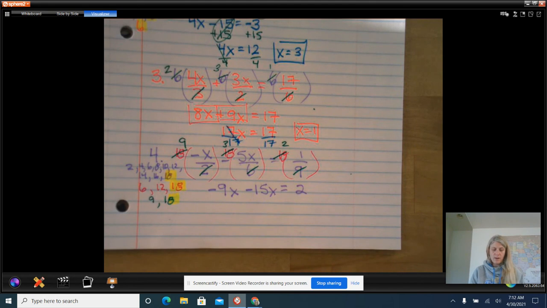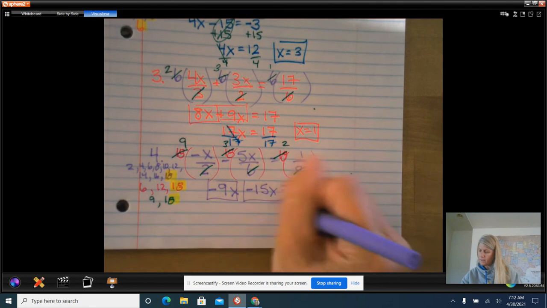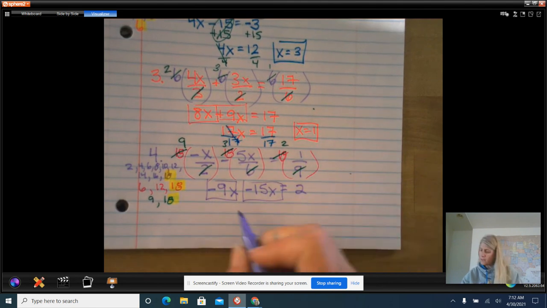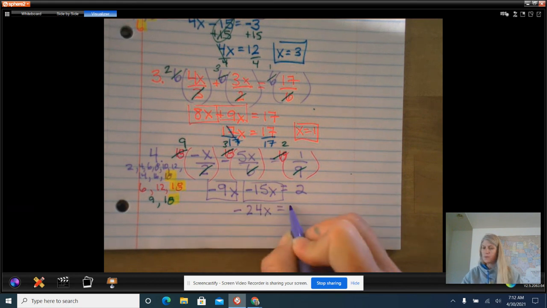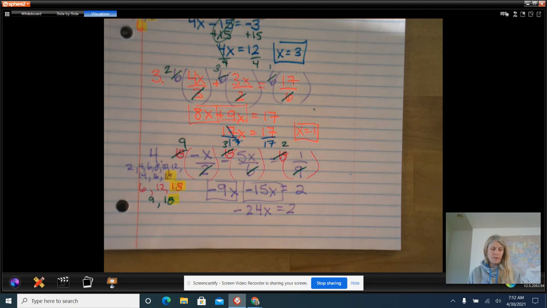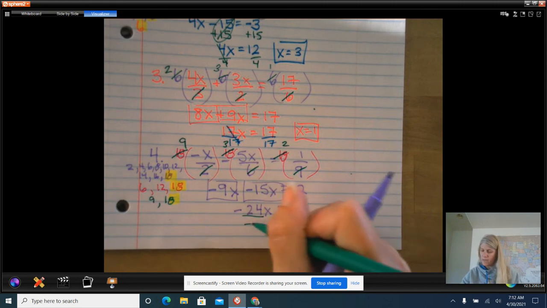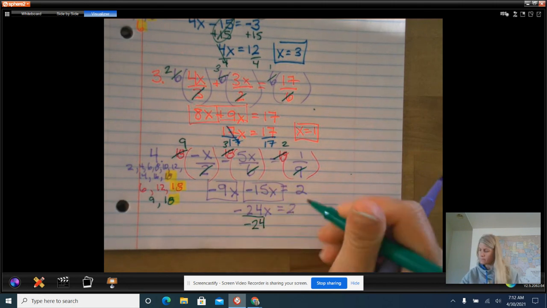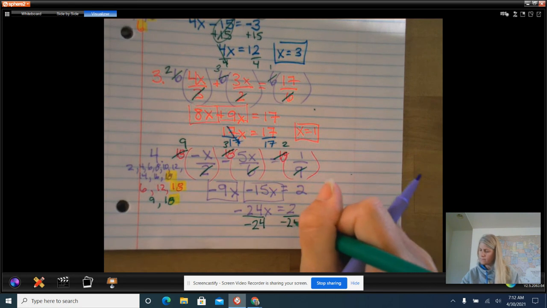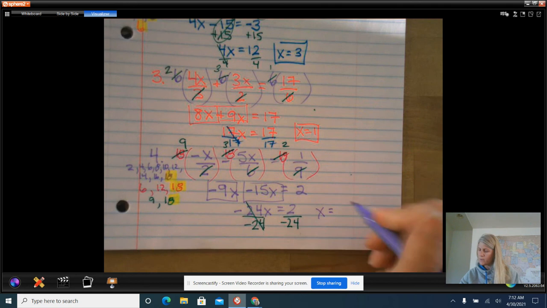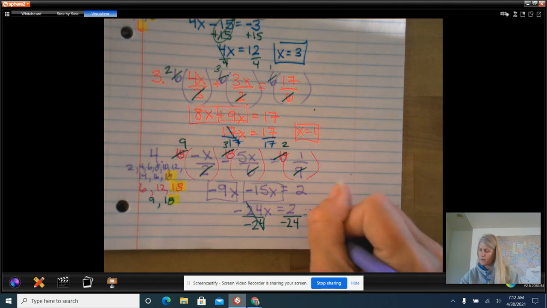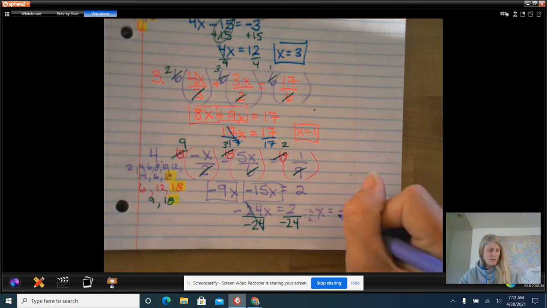We're going to combine our like terms here on this side. Negative 9x minus 15x is 15 and 9 is negative 24x. And that's equal to 2. We're going to finish by dividing both sides by negative 24. And x is going to be equal to, we can divide 2 out of the top and the bottom, negative 1/12.